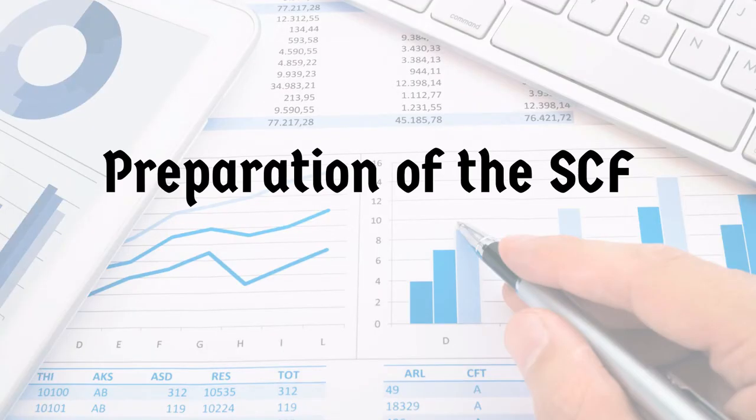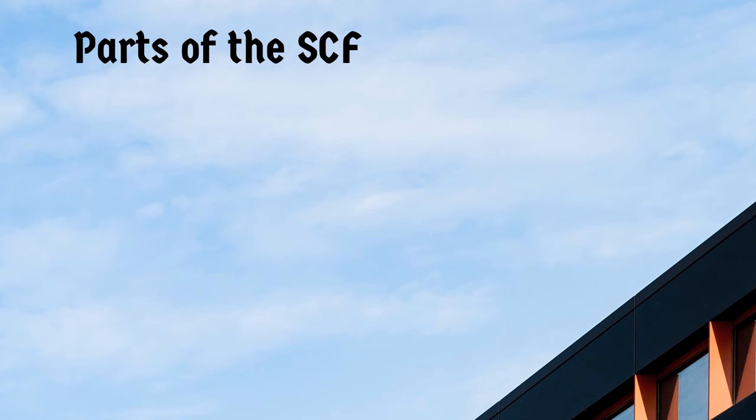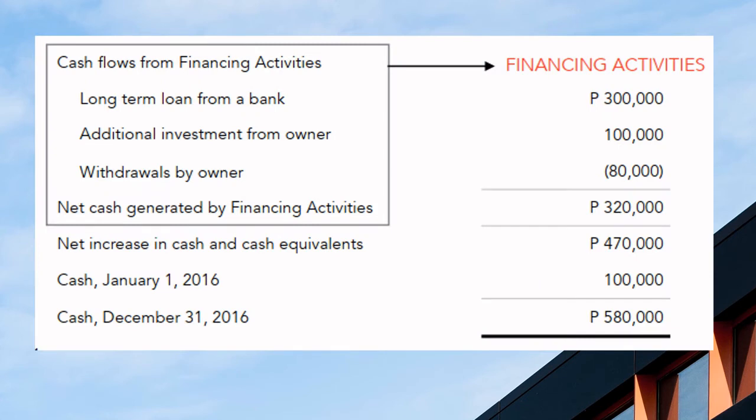Let's now proceed with the preparation of the statement of cash flow. These are the parts of the statement of cash flow: heading, operating activities, investing activities, and financing activities. Discuss natin isa-isa.